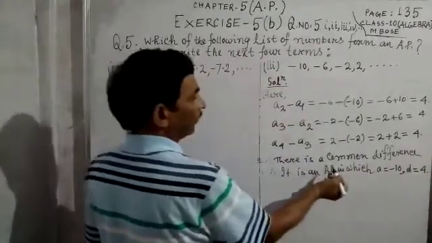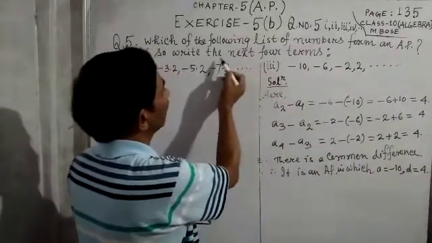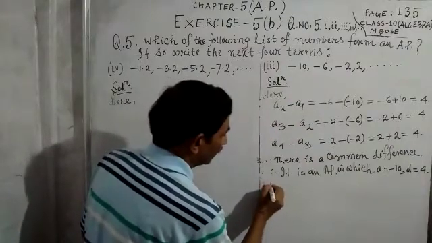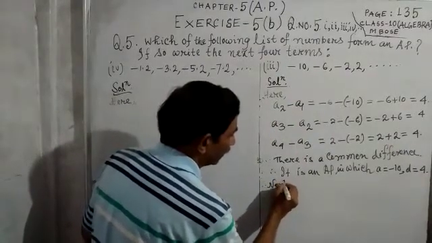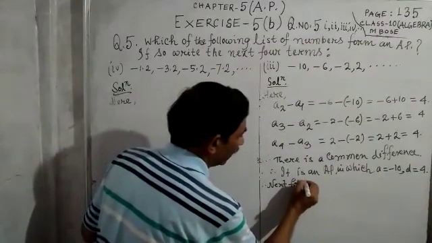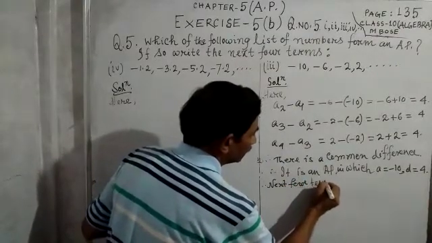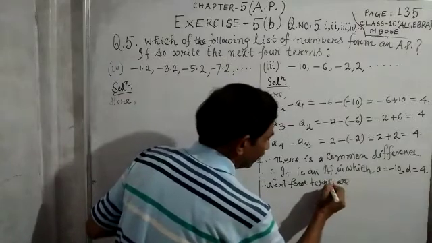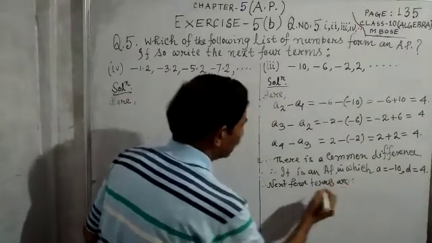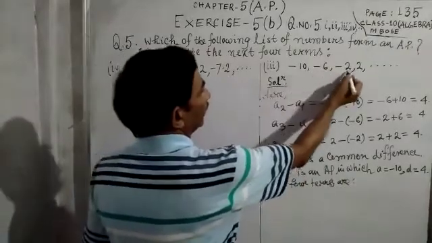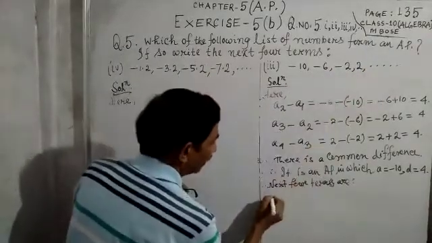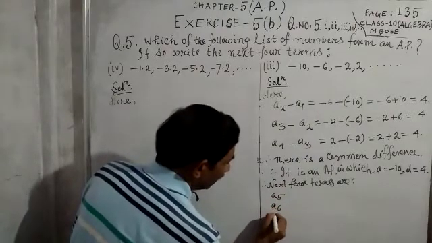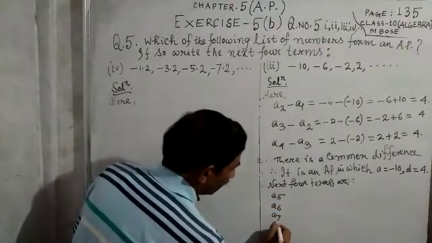And if it forms an AP, what is the question? Write the next 4 terms. So we write here, therefore the next 4 terms are. See, this is A1, A2, A3, A4. We need to find A5, then A6, then A7, then A8.